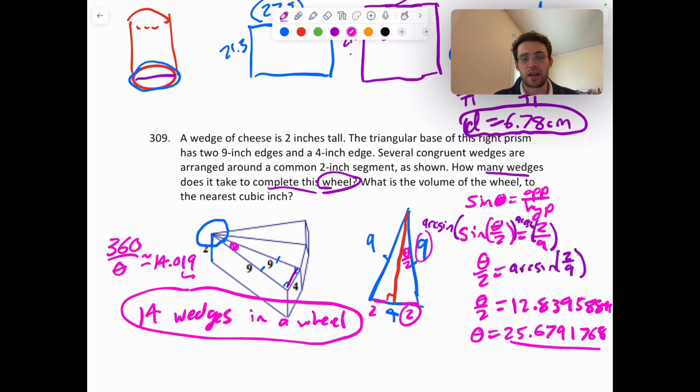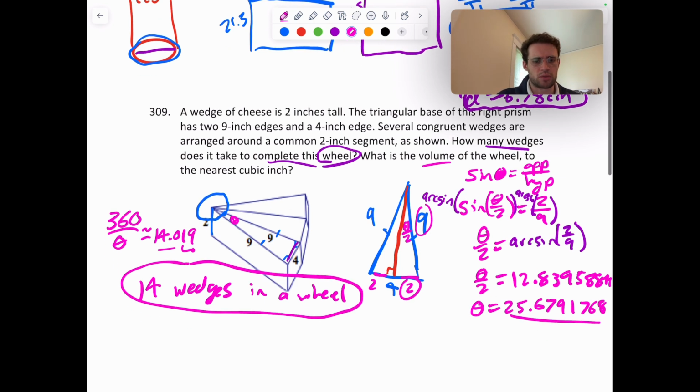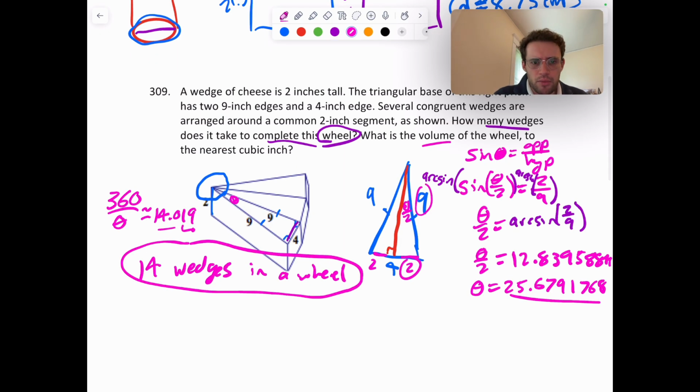Now if we want to find the volume of 14 wedges to the nearest cubic inch. Now you could use this value and just say you're going to put in a smaller bit of a wedge, but I'm just going to use the whole number 14. If you did that the other way, it would give you a different answer, but it will still be fine. But we just need to find the area of this. We have that the base of this triangle is 4. We need to find the height of the triangle.